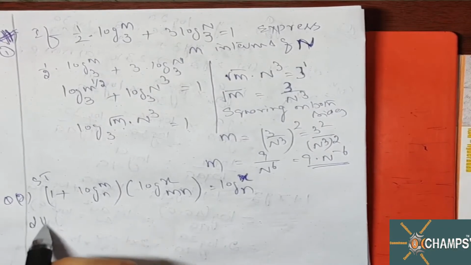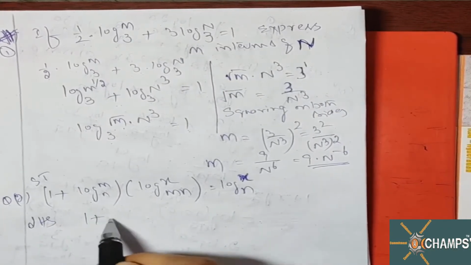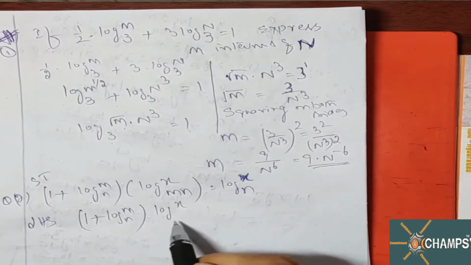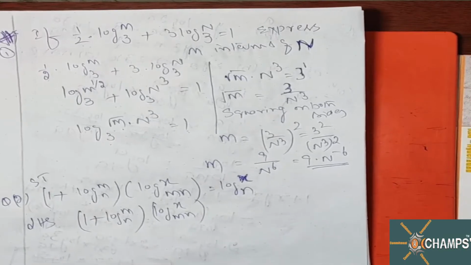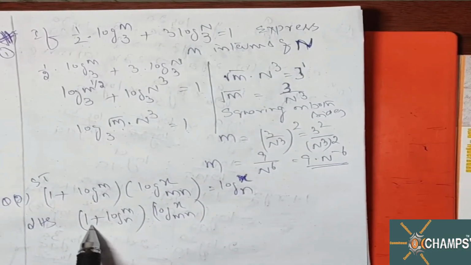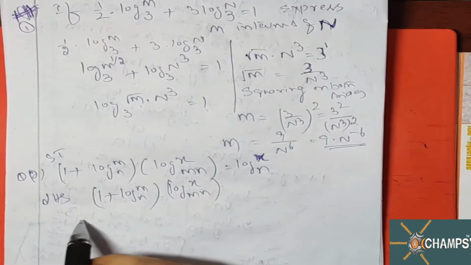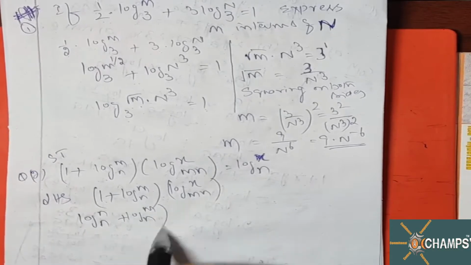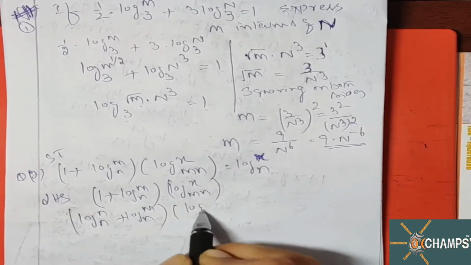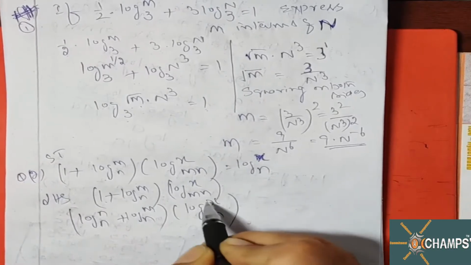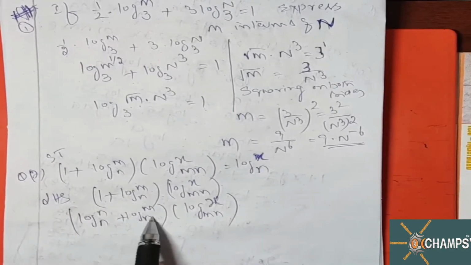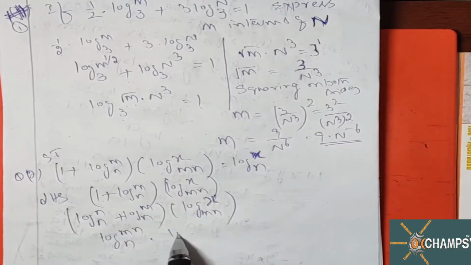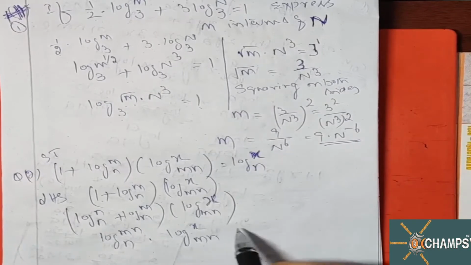Now consider the left hand side. 1 plus log m to the base n into log x to the base mn. First let me write this also in terms of log. Log n to the base n plus log m to the base n into log x to the base mn. Log a plus log b can be written as log ab, into log x to the base mn.